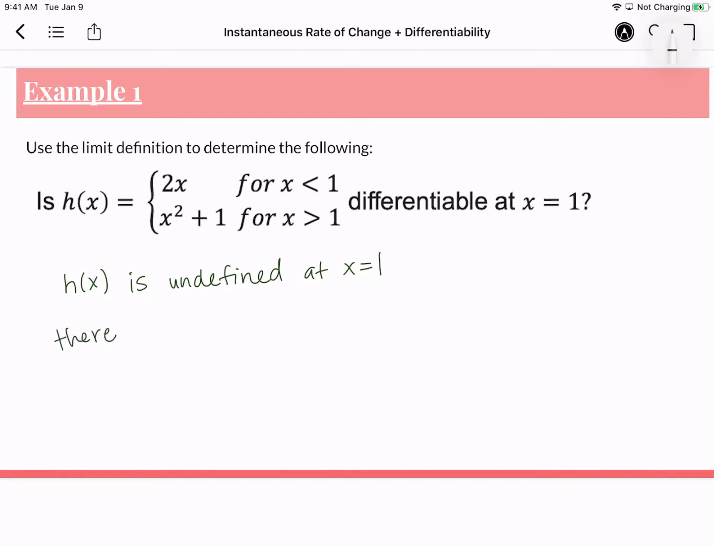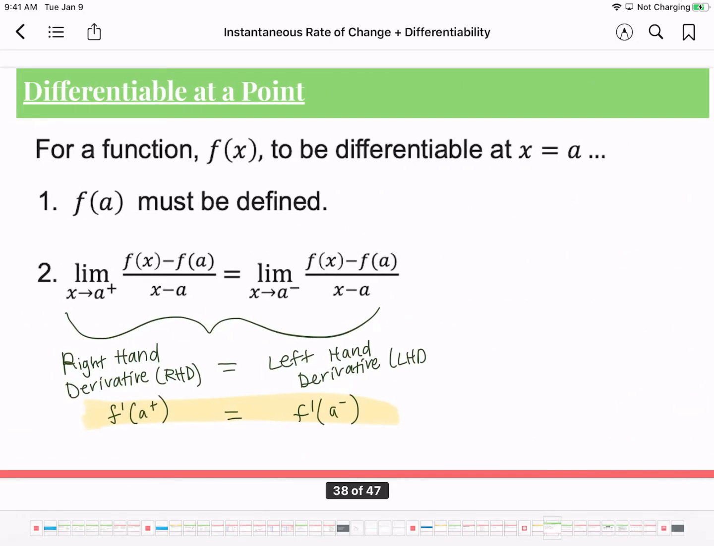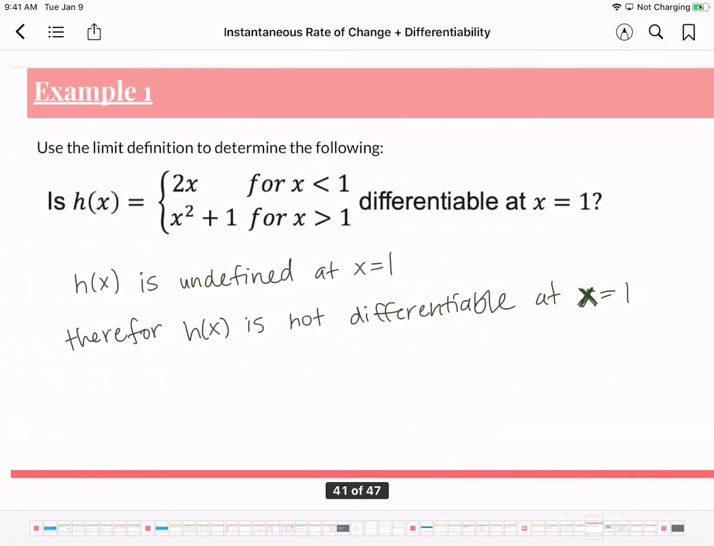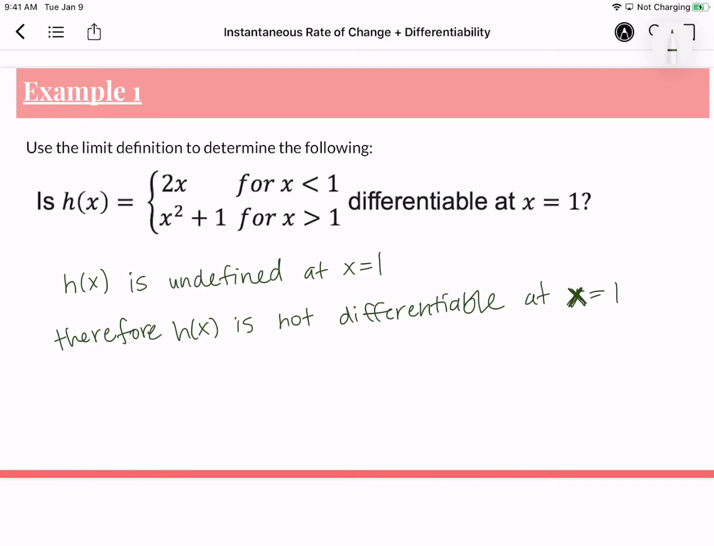Therefore, h of x is not differentiable at x equals 1. Whoa, my handwriting is going to the garbage. And this is related to our definition, our first rule. So in order for f of x to be differentiable at a point, f of a must be defined. So since h of 1 is not defined for this function, then I know that it is not differentiable at x equals 1 either.